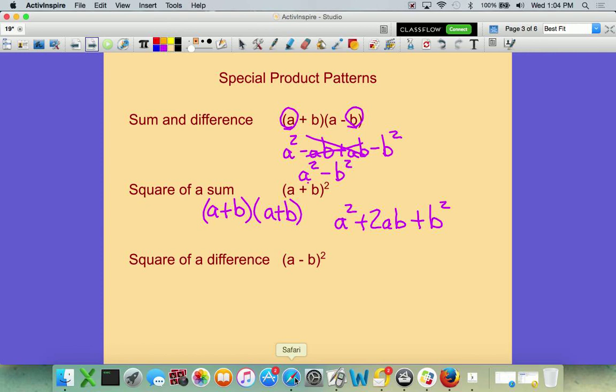Alright, square of a difference. If we were to use our shortcut here that we just did, the only difference between these is one is a plus, one's a minus. So our first term is going to be an A squared. Our last term is going to be a B squared. To get the middle term, we multiply these two together, so negative AB times 2 is a negative 2AB. And there it is, there's our shortcut.